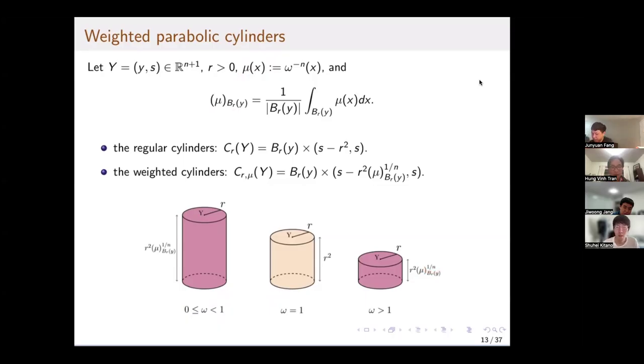For this slide, we just introduce a new weighted cylinder here. I put a mu over here, which basically says we have this term r squared times the average of mu on B_r(y) to the 1 over n.